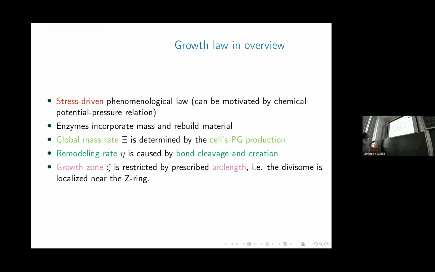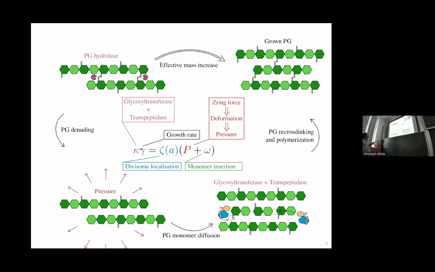And then we take the following inputs. We have a global mass rate, which was measured by our collaborators, as the cell's PG production. And we have a growth zone, which is predicted by the arc length, the distance to the middle, for which at least we have some plausible limits. And then we have the remodeling rate, which we somehow have to invent. This is our free parameter. It describes the combined action of the cell and the enzymes.